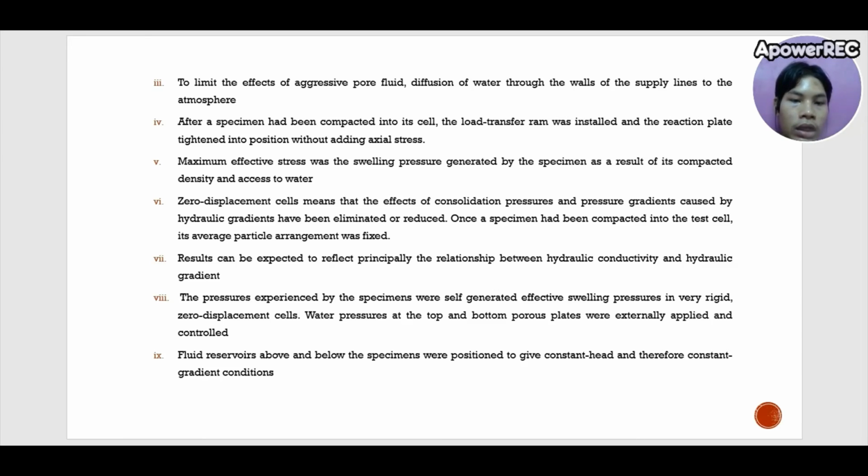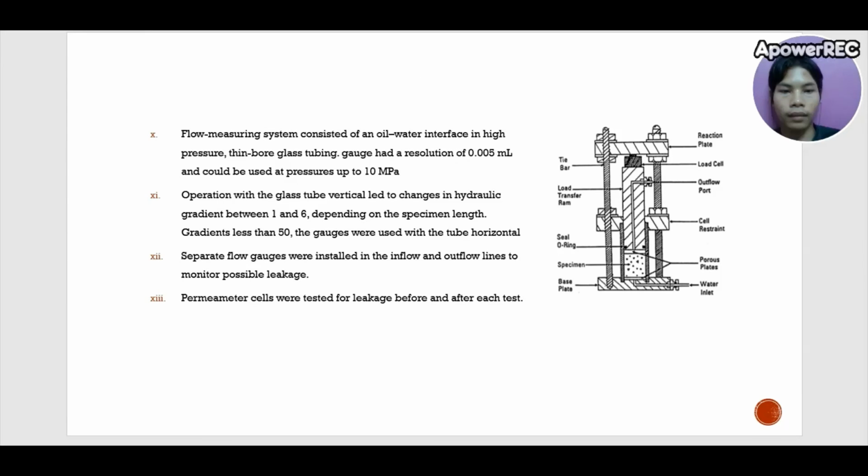Water pressures at the top and bottom porous plates were externally applied and controlled. Fluid reservoirs above and below the specimens were positioned to give constant head and therefore constant gradient conditions. So this is the picture or diagram of the test equipment, and these are the components.